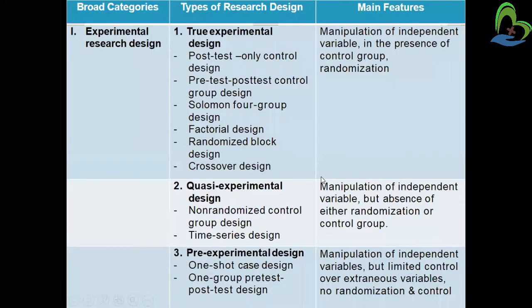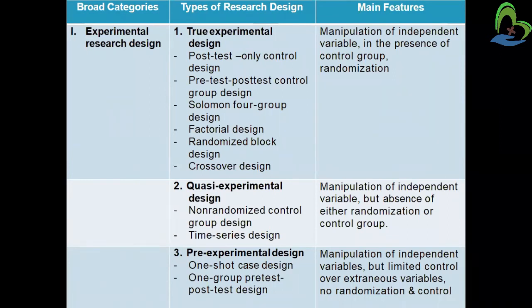Looking towards the next subtype of experimental research design, that is quasi-experimental design. In that, again, there are 2 minor categories, that is non-randomized control group design and time series research design. What is quasi-experimental design? In this study, there is manipulation of the independent variable, but there will be no randomization or no control group. So there is a total absence of randomization and control group; only the manipulation is present.